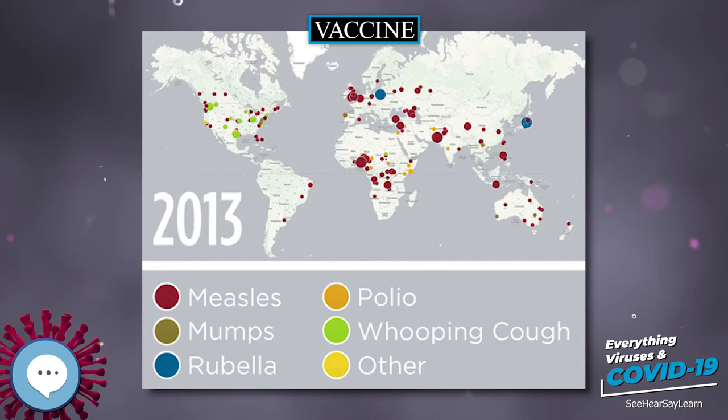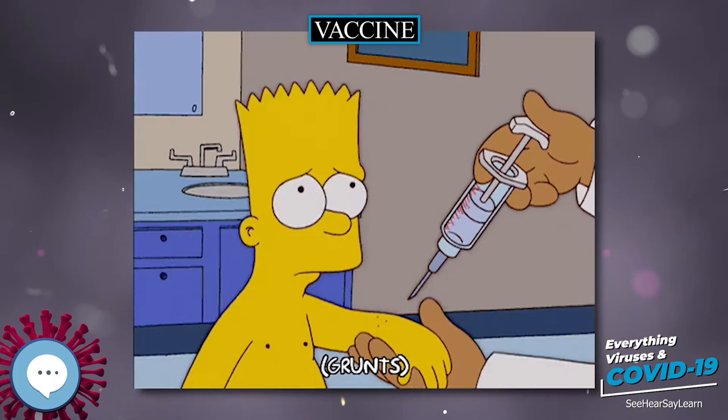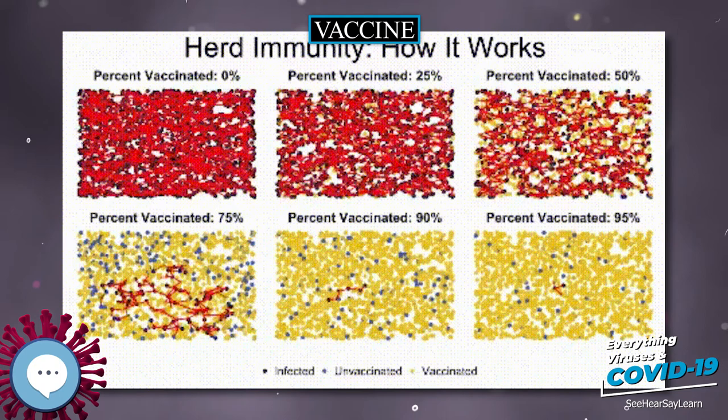Vaccines also help prevent the development of antibiotic resistance. For example, by greatly reducing the incidence of pneumonia caused by Streptococcus pneumoniae, vaccine programs have greatly reduced the prevalence of infections resistant to penicillin or other first-line antibiotics.